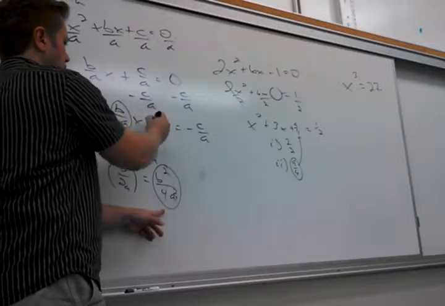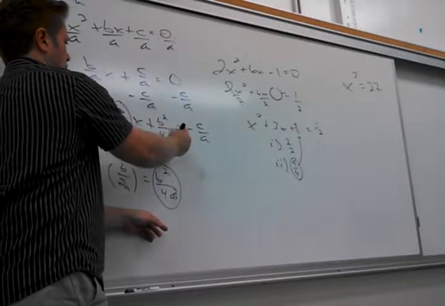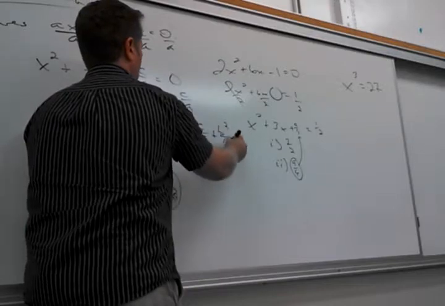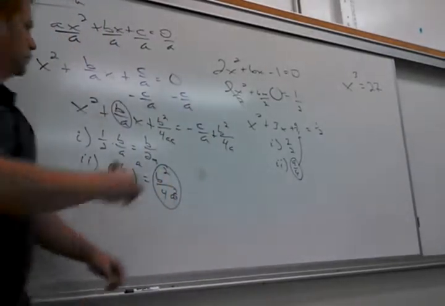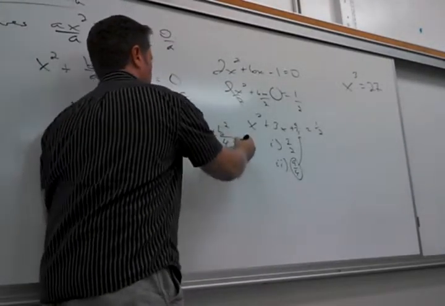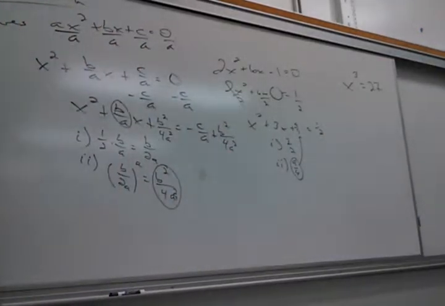And if I add it here, I have to add it to the other side too. a squared. What am I doing? What is that? I just don't want this to work.